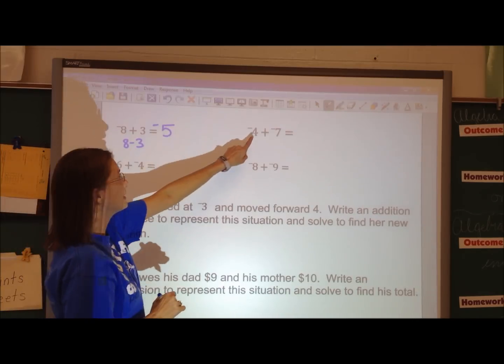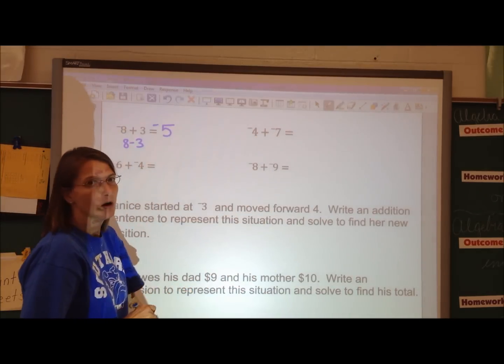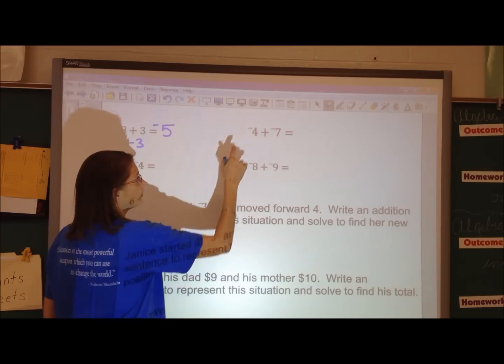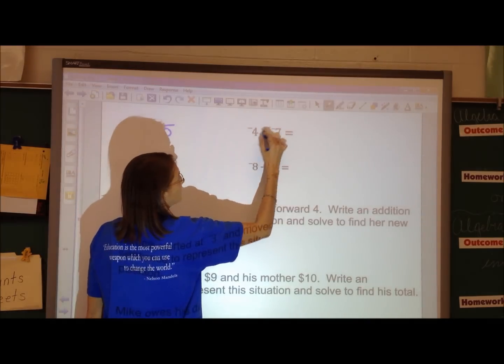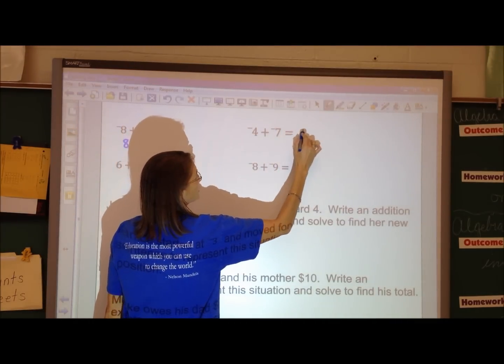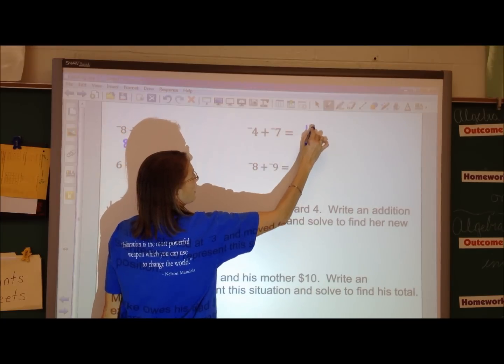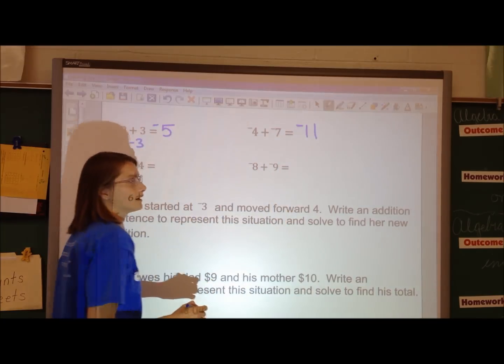Now over here I have a -4 plus -7. Remember, positive plus negative plus a negative. Add them together. Signs are the same. Add them together. 7 plus 4 is 11, and it stays negative.